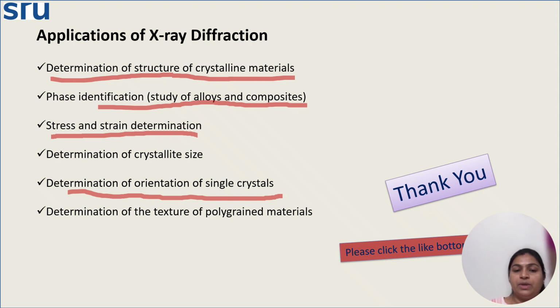Based on the orientation, the d spacing value will change. Once the d spacing value is different, it is again related to the lattice parameters. So it is one of the crucial parameters in the phase. Since one is interrelated with another, the determination of orientation of a single crystal is important, and another application is the determination of the structure of polygrained material.